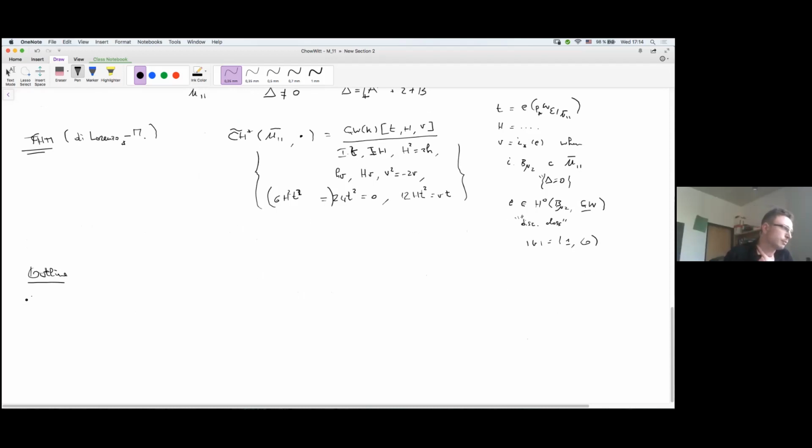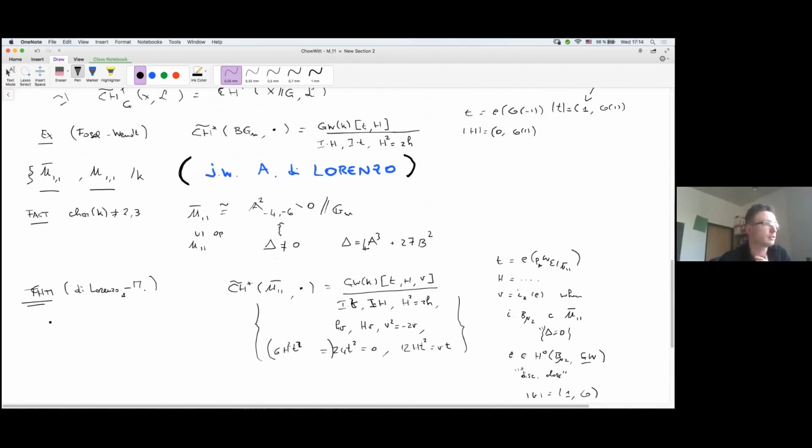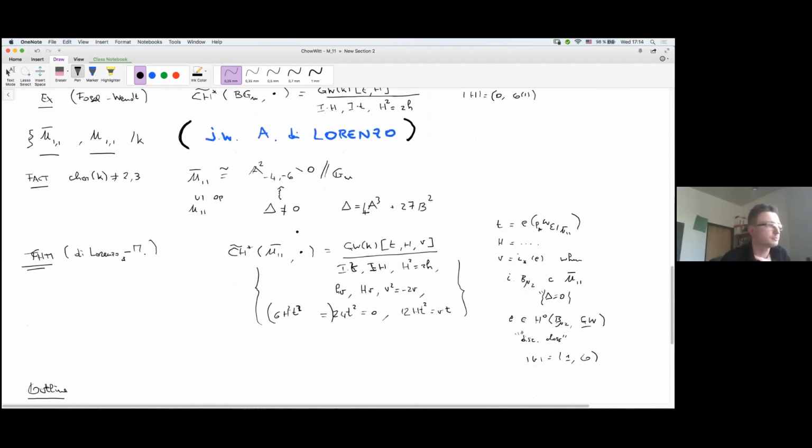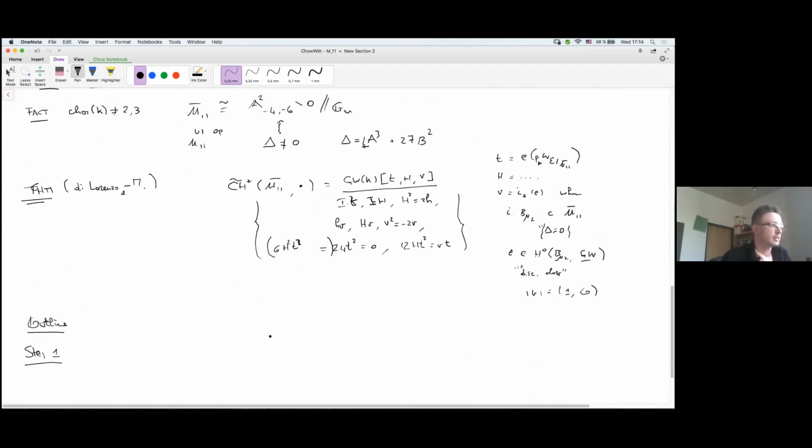So maybe step 1. It basically starts from the G_m equivariant geometry of these representations of A2 minus 4 minus 6, right? Which basically tells us that M11 bar is open inside the vector bundle of rank 2 over BG_m. So there's this vector bundle over BG_m, and it has an open subset, which is isomorphic to M11 bar, and the complement is the 0 section of the bundle.